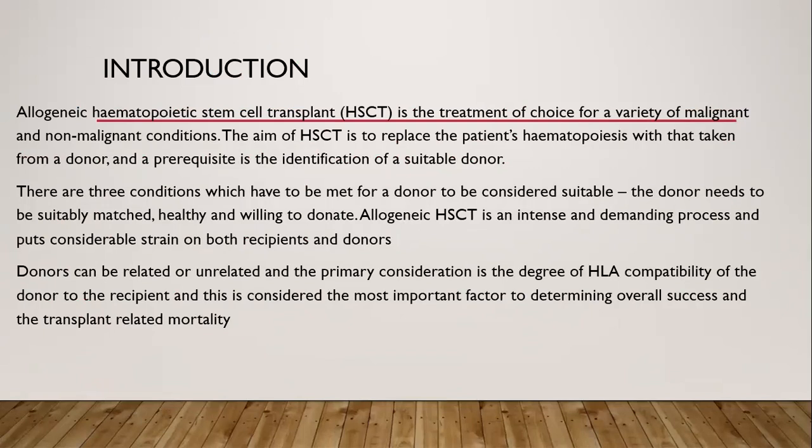Allogeneic hematopoietic stem cell transplant is the treatment of choice for a variety of malignant and non-malignant conditions. The aim of HSCT is to replace the patient's hematopoiesis with that taken from the donor. There are three conditions that should be met for the donor to be considered suitable: the donor needs to be a suitable match, healthy, and willing to donate as a donor.